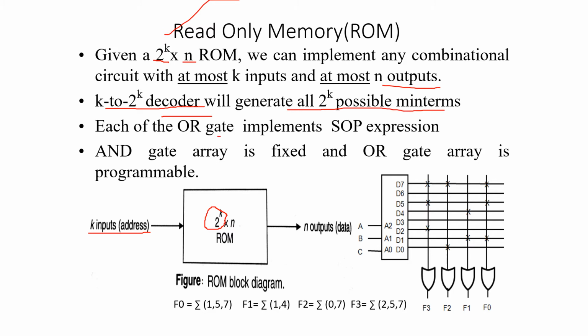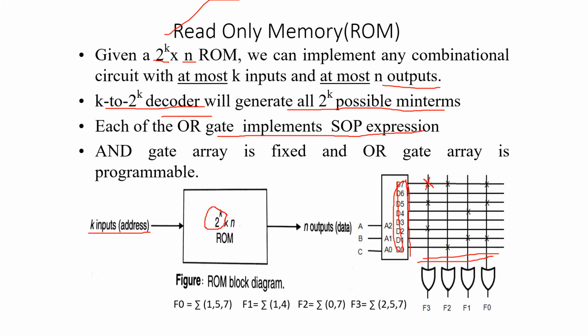Each OR gate implements an SOP expression. So here the array of OR gates implements the SOP, sum of products. All these, D0 to D7, are product terms. All these product terms are added by using this OR array. The AND gates are fixed, these are AND gates, these are fixed. But the OR gates are programmed. This is programming.